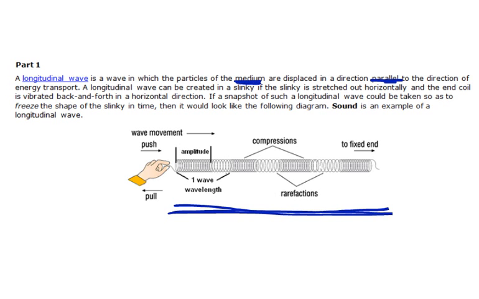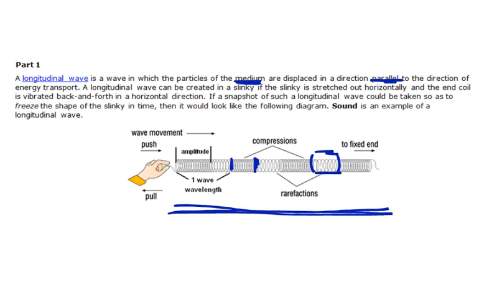So you can see the parts of the wave here. The parts of a wave are compressions and rarefactions. The compressions are the areas where the particles are bunched together. The rarefactions are the areas where the particles are spread apart. So you can see that in the picture of the slinky, how the particles are far apart.